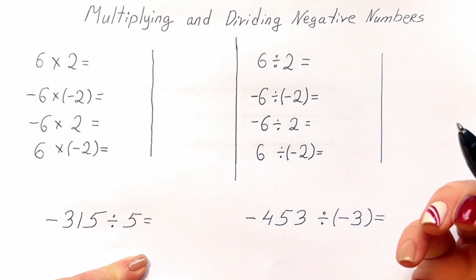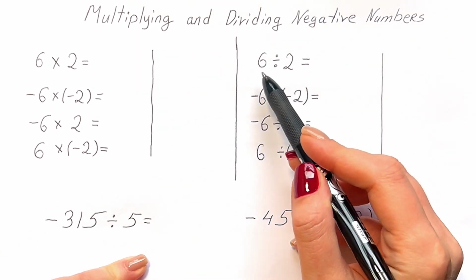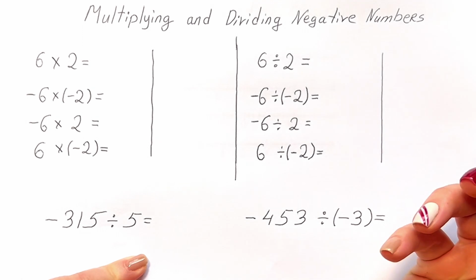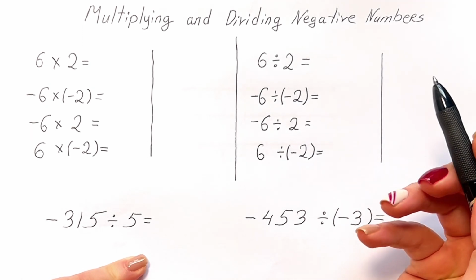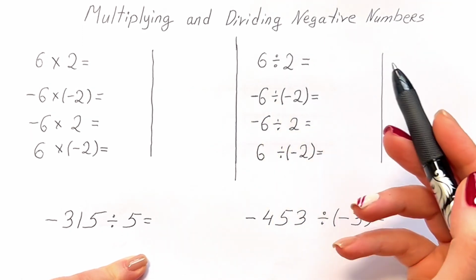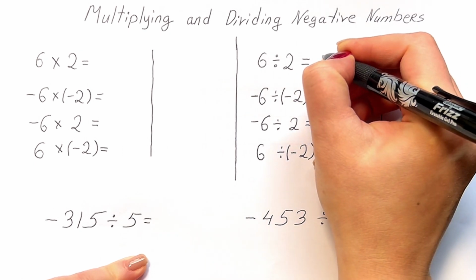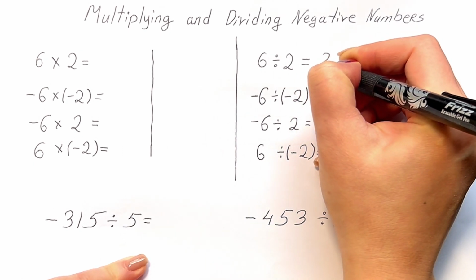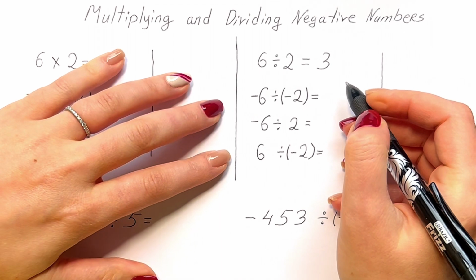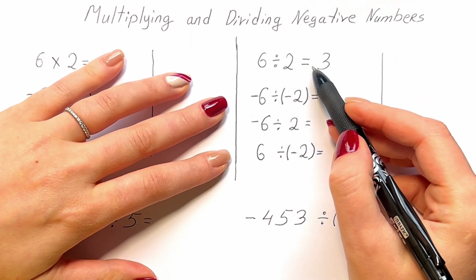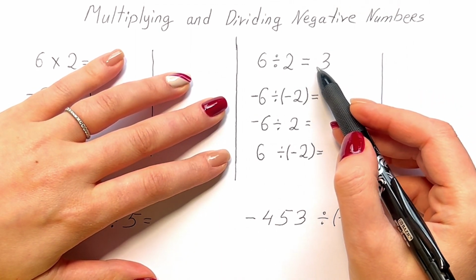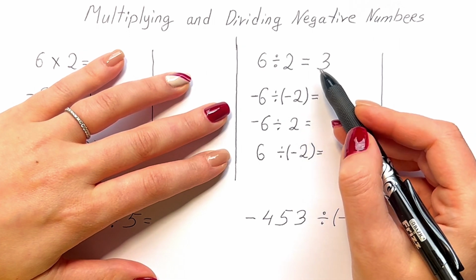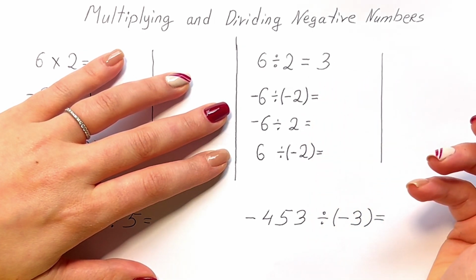Okay, so if we have two positive numbers and we are dividing, you already know the answer will be a positive number. 6 divided by 2 is 3. And why am I not putting a positive sign in front of our answer? Because you already know if there is no negative sign, it means it's positive.